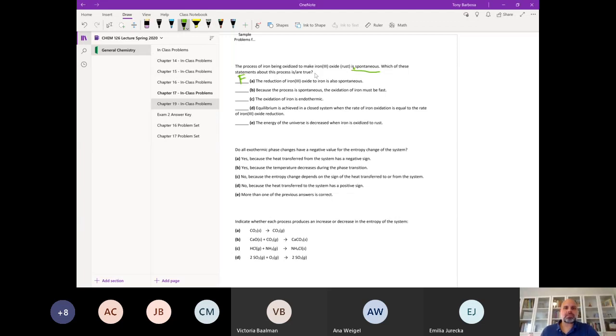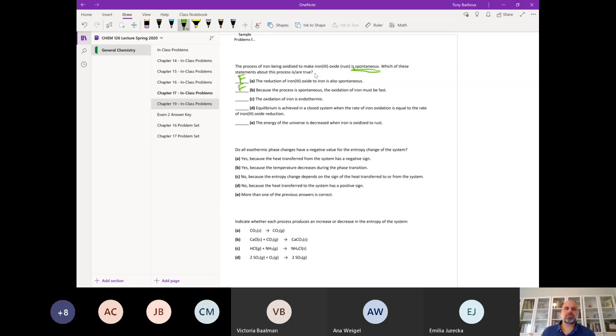The second one: because the process is spontaneous, the oxidation of iron must be fast. Well, since I gave you that example, it doesn't have to be a fast process. It's a slow process. As long as it's going in the forward direction, the rate of the reaction doesn't make a difference. The rate has no relationship to spontaneity. So this is going to be false as well. I think most people got that.